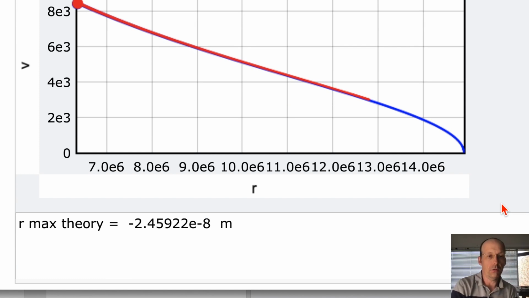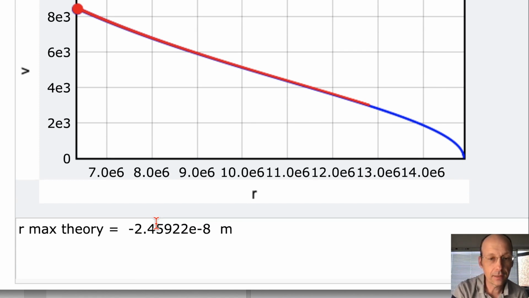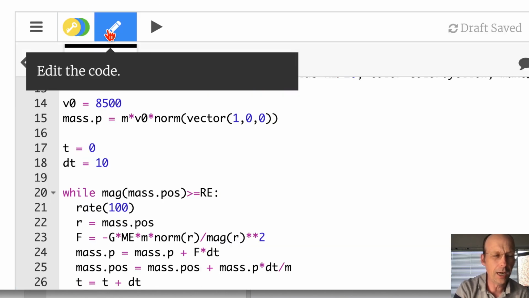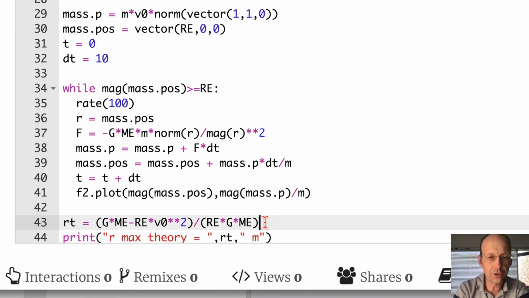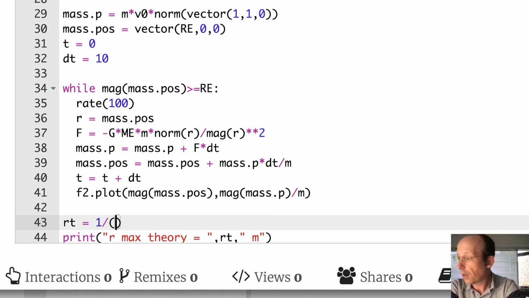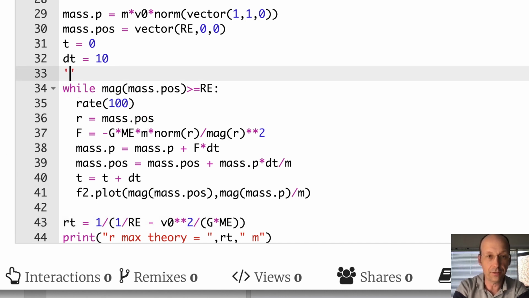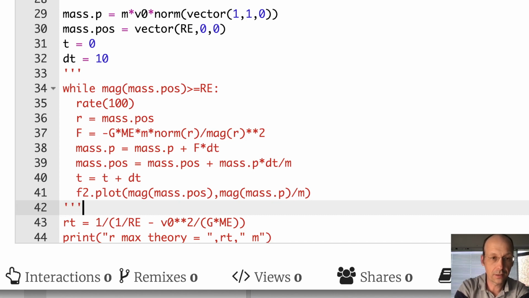R. Oh, that's wrong. I made a mistake. That's not even anywhere close. Okay, let's change this. I assume I made a problem with my common denominator, but I can fix that in Python. So let's just type the other equation, 1 divided by R_E minus v0 squared divided by G times M_E. I didn't simplify it. And let's comment out this one because I don't need that. So I'll just do 1.